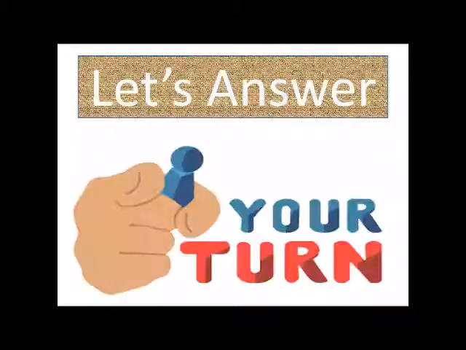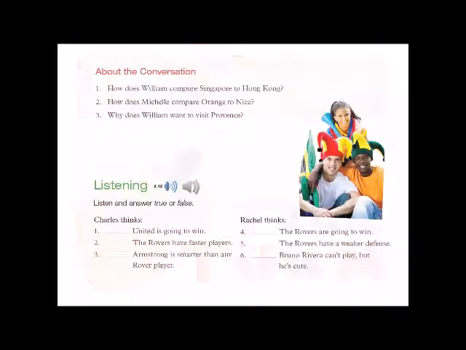Okay, now, let's try to answer the questions about the conversation. For number 1, how does William compare Singapore to Hong Kong? For number 2, how does Michelle compare Orange to Nice? And number 3, why does William want to visit Provence? Okay, take your time and then answer from your book. And if you don't have the book, you can answer from your notebook.